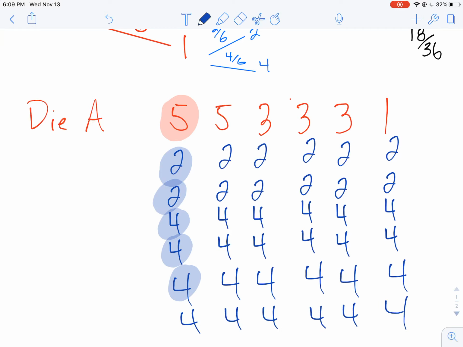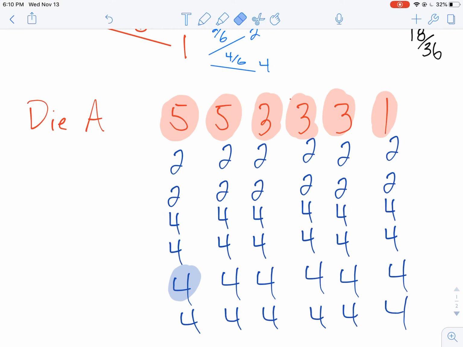And you'll notice I kept going with this. Same thing here. I could roll a 5 with die A, and this would be all the possibilities I could get with die B. I could roll a 3 with die A. I have 3 possible 3s I could roll. And these are all the possibilities I could get with die B. I could roll a 1 with die A, and those are all the possibilities I could get.